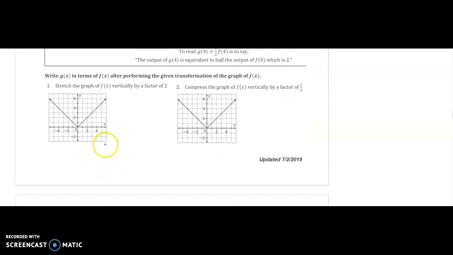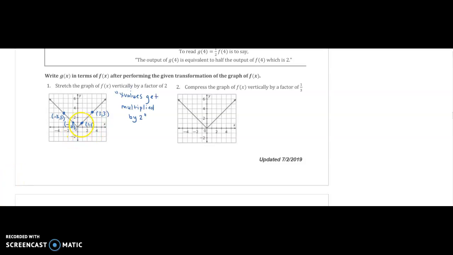Write g of x in terms of f of x after performing the given transformation of the graph of f of x. Stretch the graph of f of x vertically by a factor of 2. So we have to take some points. Here's a point, 1, 1. And let's choose one more point. Let's choose this one. This point is 3, 3. And then this one would be -1, 1. We need to choose points on both sides. And -3, 3. Alright, so it gets stretched vertically by a factor of 2, so all that happens is the y values get multiplied by 2. So let's see what happens.